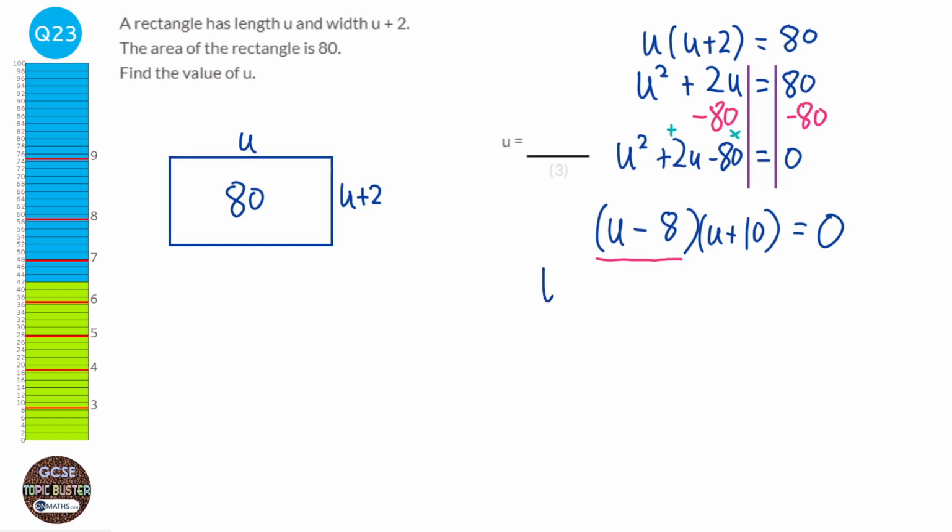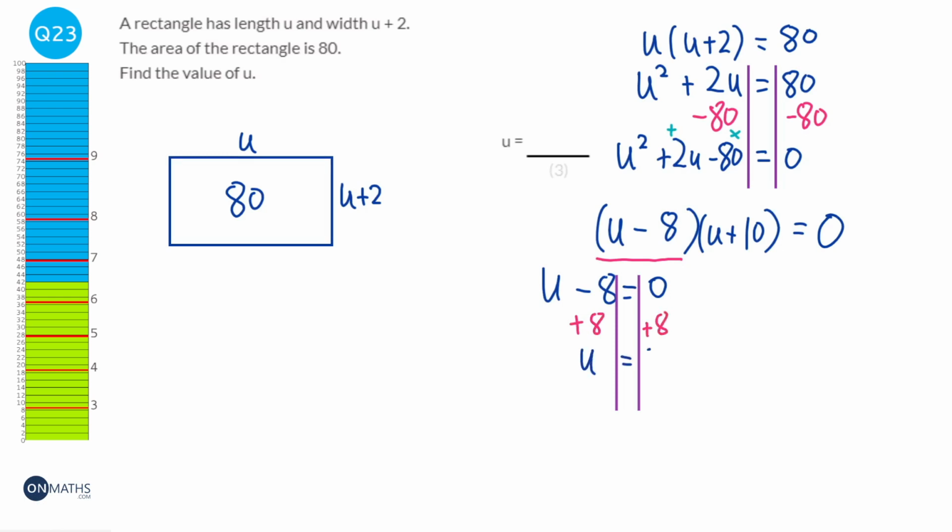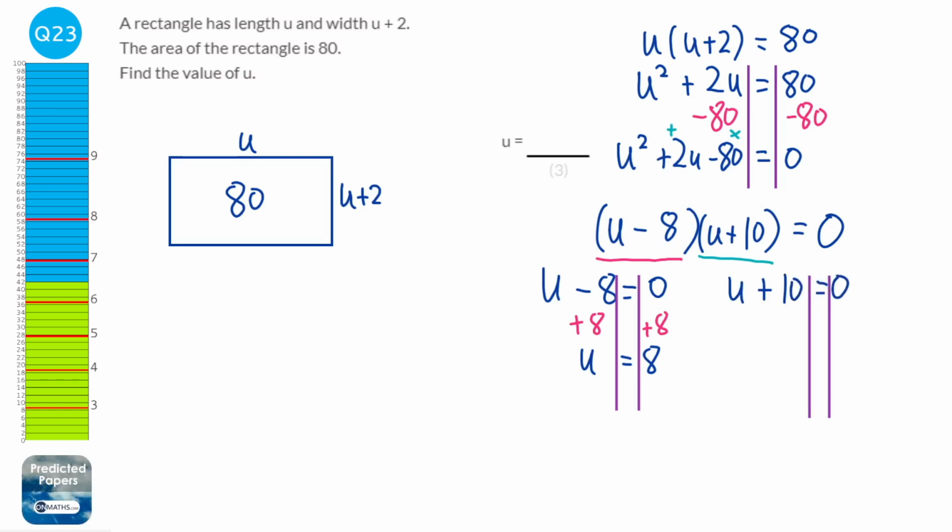Let's just do this in normal colour. So u minus 8 equals 0. And let's solve that. So we're going to add 8 both sides, and we've got u equals 8. And we're going to do the same for this right hand bracket. So u plus 10 equals 0. Get our lines in, and take away 10 both sides. So u equals minus 10.